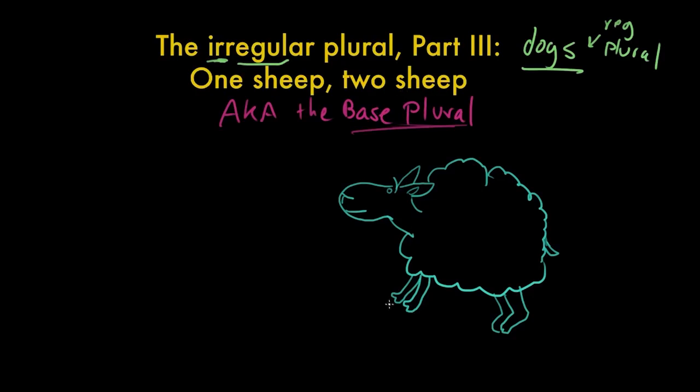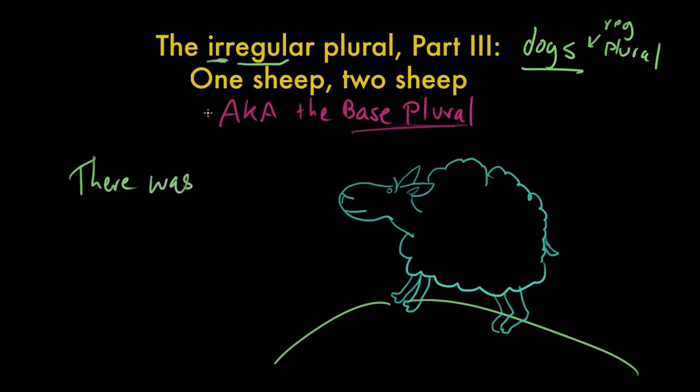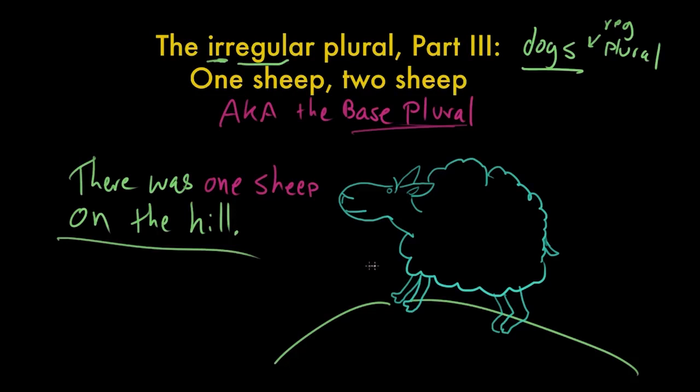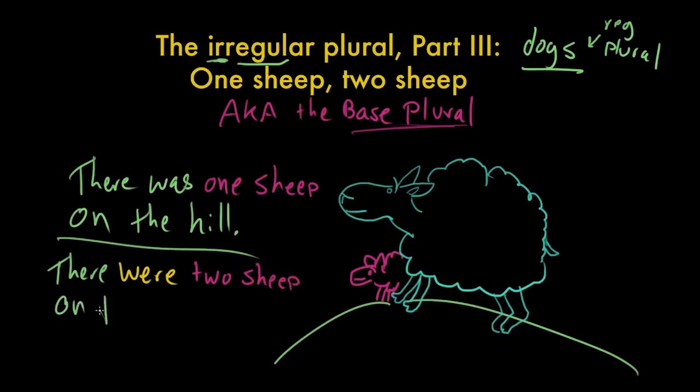So, let's, there was one sheep on the hill. There's a sentence. What if we put another little baby sheep on that hill? Little lamb. Well, now the sentence looks like this. Two sheep on the hill.